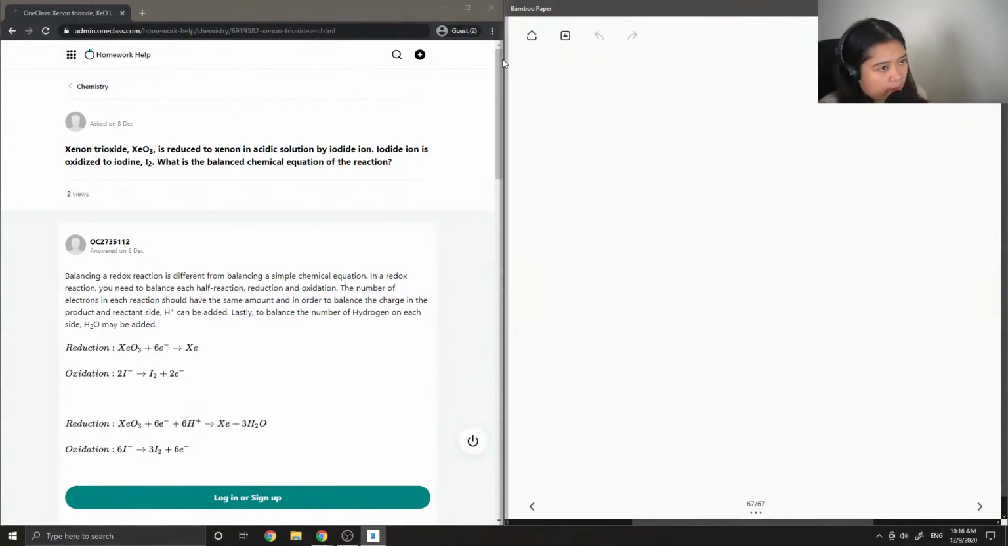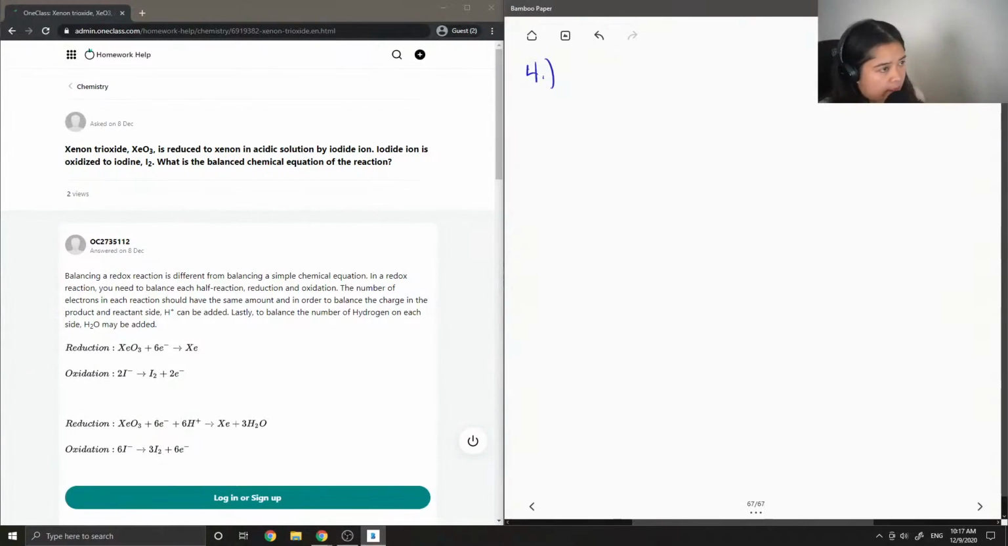Okay, so on to question 4. Xenon trioxide is reduced to xenon in acidic solution by the iodide ion. Iodide ion is oxidized to iodine, I2. What is the balanced chemical equation of the reaction? So this is an example of a redox reaction.